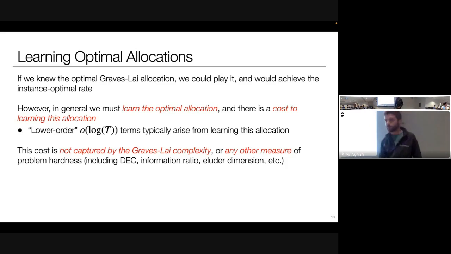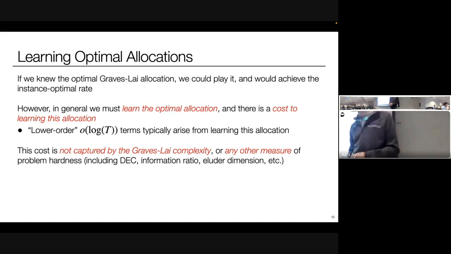And so I want to remark then that this cost of learning the allocation, which in this case scaled as n, is not captured by the Graves and Lai complexity, as we saw. It is also not captured by any other measure of problem hardness we're aware of. If you look at the example I just showed you and compute, say, the DEC or the information ratio, the eluder dimension, etc., these will all scale with A. They won't scale with n. And so there's a notion of dimension here, which is very important to achieve instance optimality, which is not captured by really anything that we know.